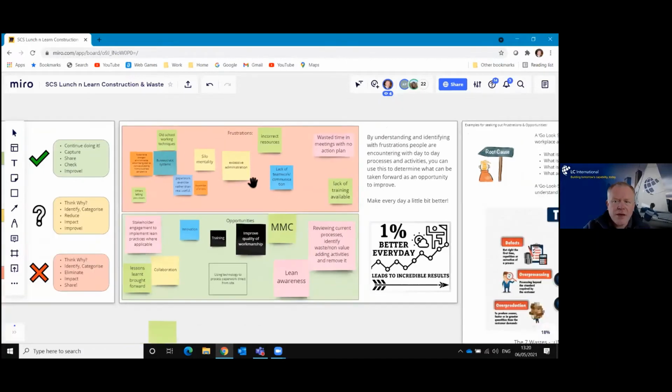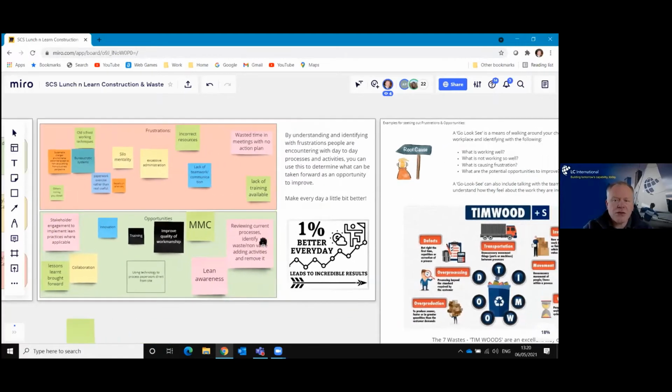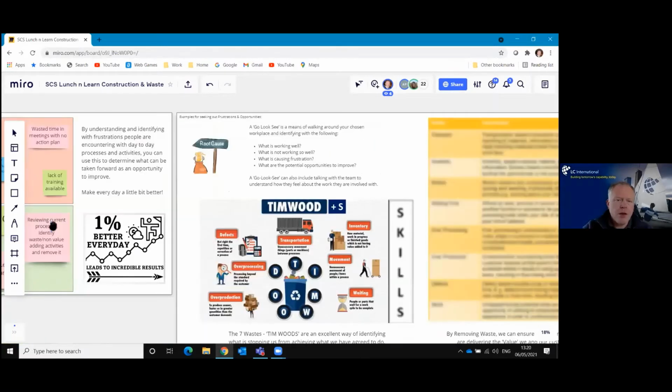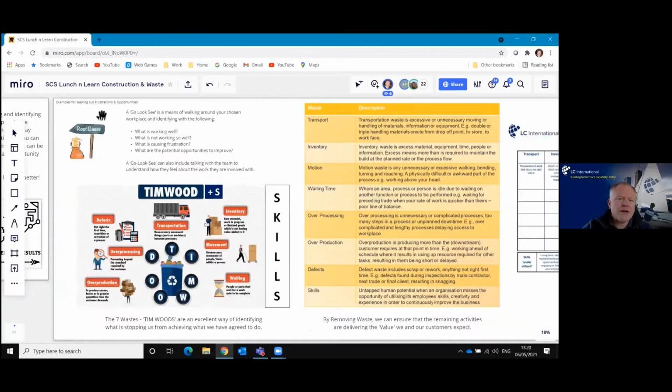So how do we make a difference? How are we going to use these frustrations and opportunities and do something differently? So I mentioned earlier on around categorization. And there's a number of ways we can categorize. But today I'm going to take you through something called TIM WOODS. And this is looking at the 7/8 wastes around TIM WOODS. So how do we identify wastes?